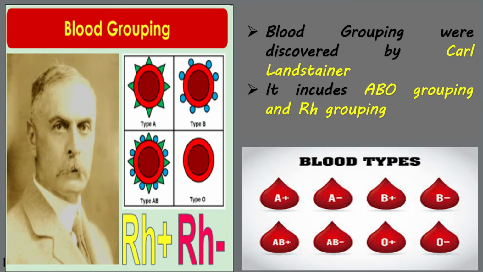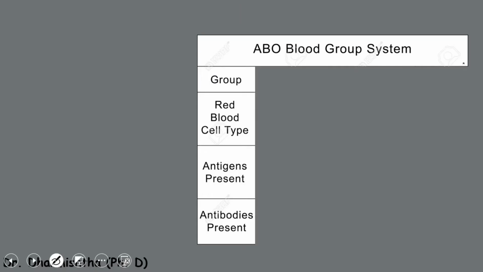Specific antigens are present over the surface of red blood cells. In ABO blood grouping, the antigens are A and B, and based on them there are types of blood group: either A antigen, either B antigen, either both A and B, or none of them. That is called the O blood group. So there are a total of 4 blood groups based on the ABO system, and with the Rh positive and negative system we have 8 blood groups.